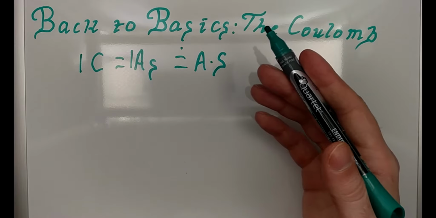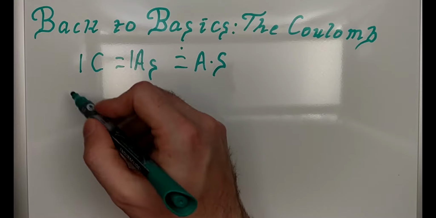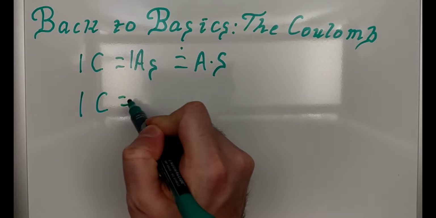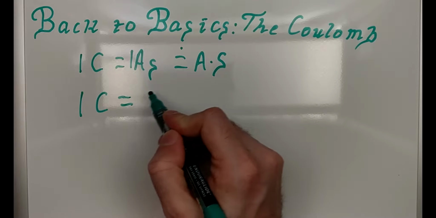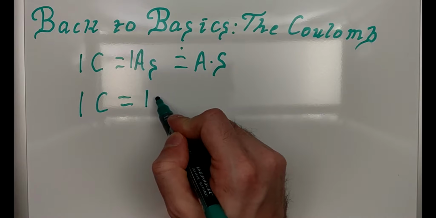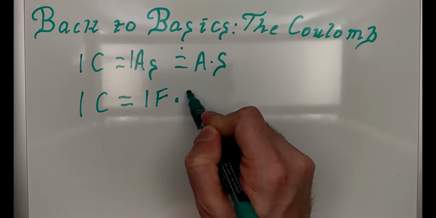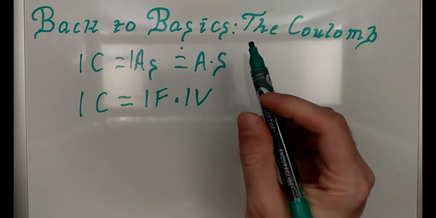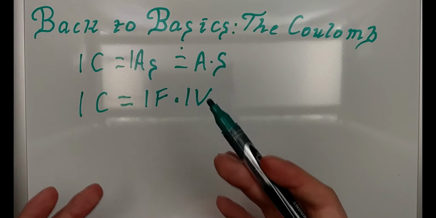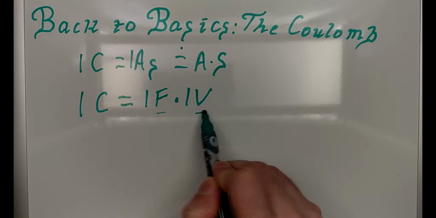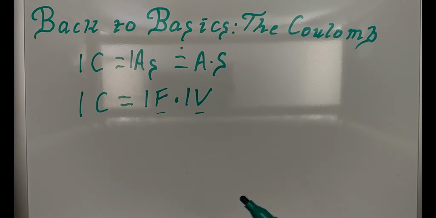We can also look at it in regards to capacitors as 1 Coulomb being equal to a capacitor with a value of 1 farad being charged to 1 volt. So you can see how many coulombs are being stored by a capacitor by just multiplying the farads times the volts of the capacitor.